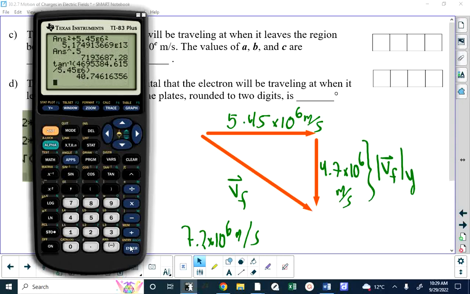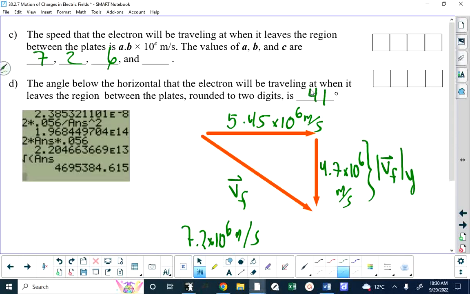Using inverse tan of opposite over adjacent, I get 41 degrees. So it would be 41 degrees below the horizontal. Good? This is one of these days where you're really not going to have a lot of time, but you need to make sure you know how to do these questions.